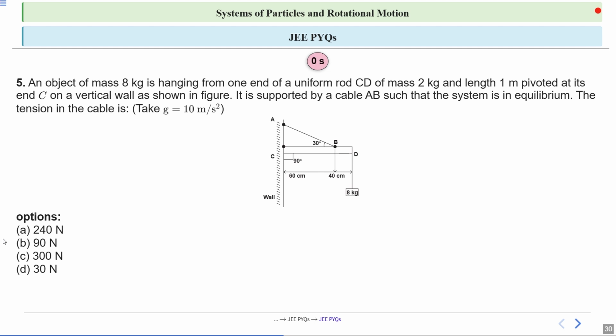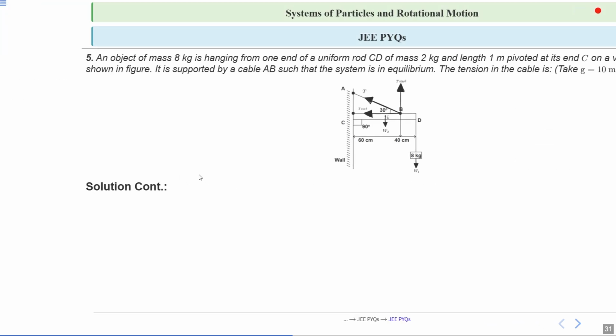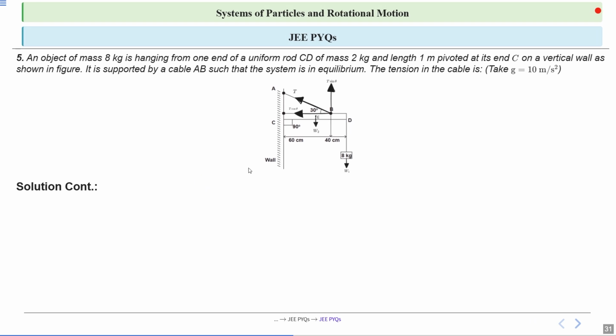Let's see the solution of this question. According to the question, CD is a uniform rod of mass 2 kg and length 1 meter. It is pivoted at its end C on a vertical wall. This is the vertical wall. And here we have to find out the tension T.